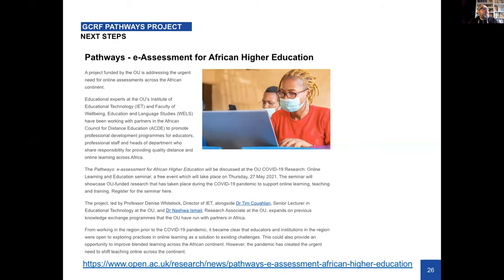So some money's been made available internally, and the evolution of this work is that there is now a new pathways aspect, which is this e-assessment for African higher education. And the link's there on the slide. My slides are linked on the schedule if you want to go and read more about it. But this is basically ongoing work. There are ongoing events and outputs relating to this.